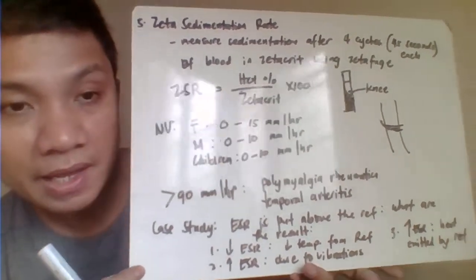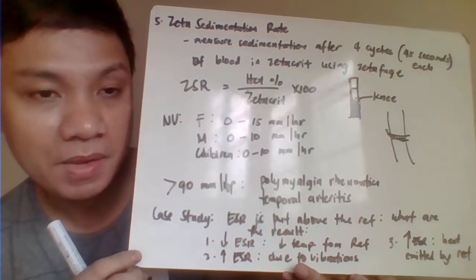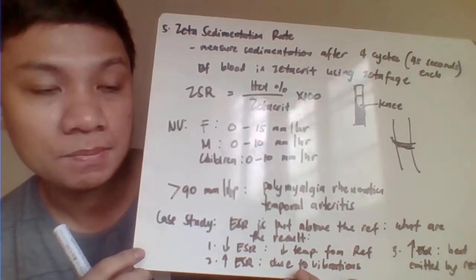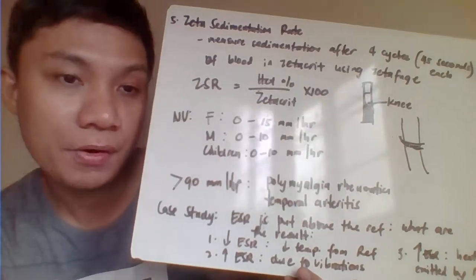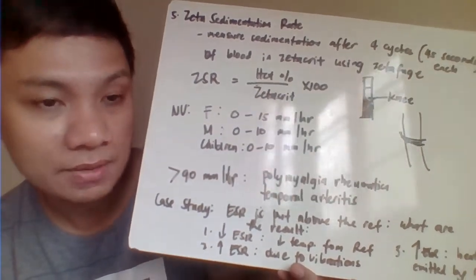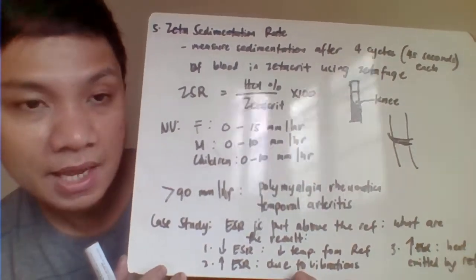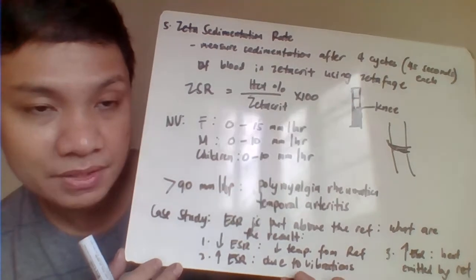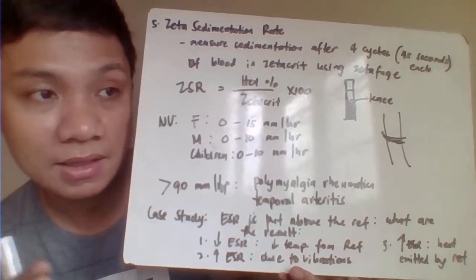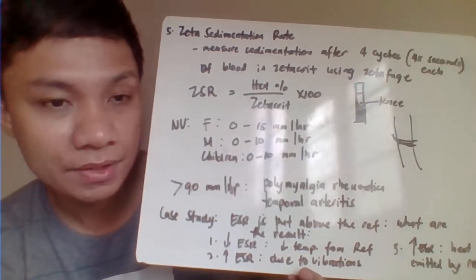Okay, then we have here the case study. So, granting here, for example, you perform here your ESR, then you try to place your ESR tube here above your refrigerator. What will be the expected na result with the ESR? Number one, you're going to have here falsely decrease na ESR because nasa ref siya because of lumalabas ang lamig sa ref. Remember here that the temperature, decreased temperature would have decreased na ESR result.